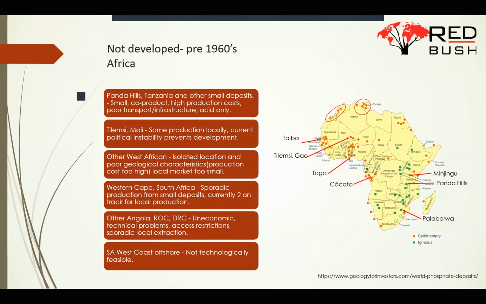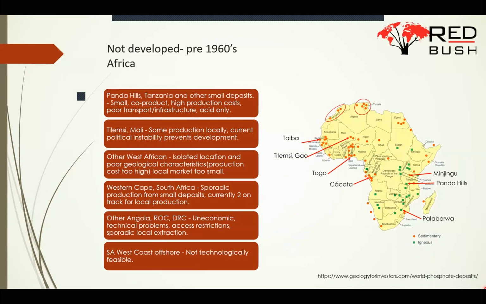Okay, Tlemcen in Mali, that's literally in the middle of the Sahara on the Niger River. There has been production locally, but its current political instability just completely prevents any development. Other West African, so you can see where Taiba is, and the Togo, and there's lots of little deposits all around them. A lot of these are just geologically difficult. They're isolated, there's no infrastructure. And the production costs are just plain too high for the local market.